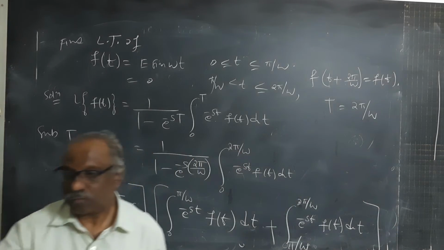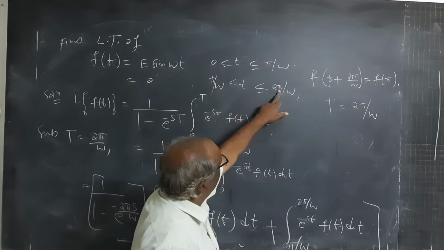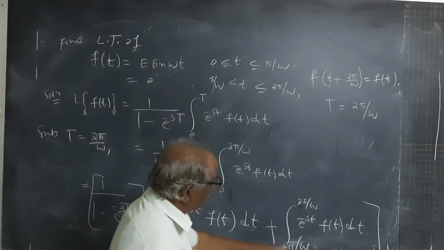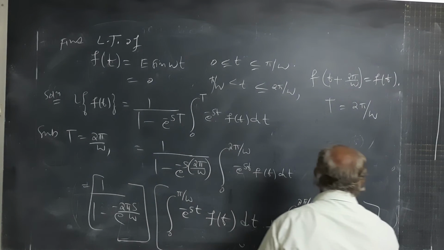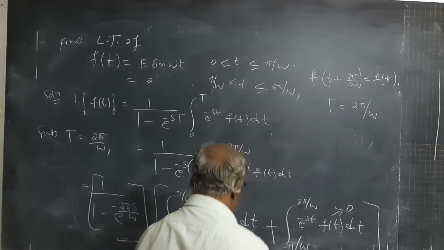Right? Now, sir, in the interval pi by omega to 2 pi by omega, what is f of t? 0. In the interval pi by omega to 2 pi by omega, f of t is 0. So if I substitute f of t is equal to 0, this definitely becomes 0.